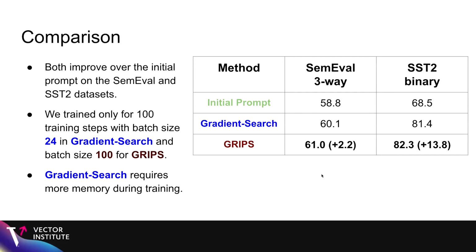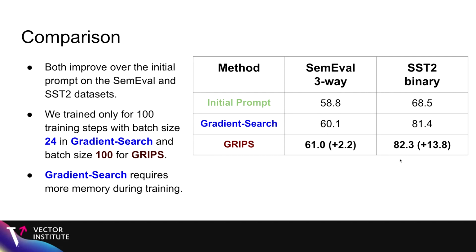So we have some notebooks, and the experiments that we did with these 2 techniques on 2 different sentiment classification tasks. We have SemEval with 3-way sentiment classification, basically classifying inputs into positive, neutral, or negative, and the binary sentiment classification task classifying inputs into positive and negative. And we see that both methods are improving a lot, at least on the SST2 dataset. They are improving significantly, and GRIPS is slightly performing better than gradient search.